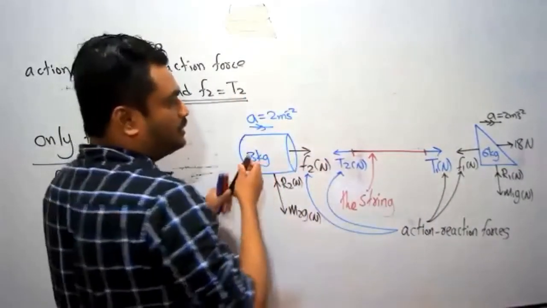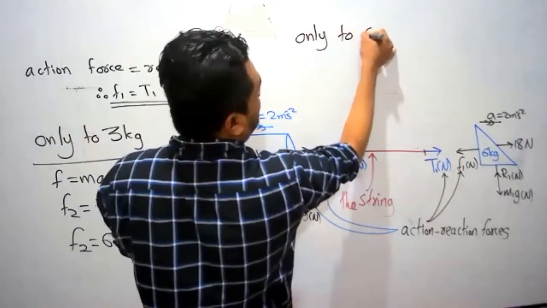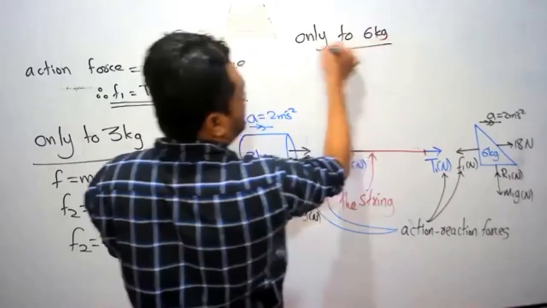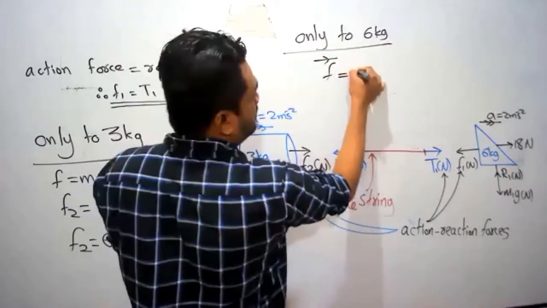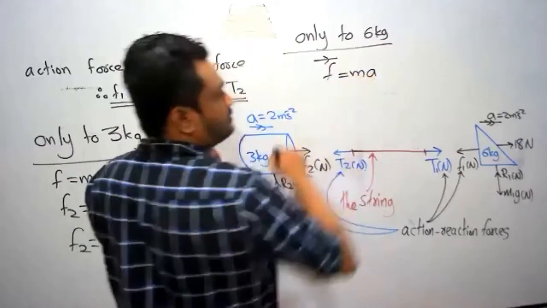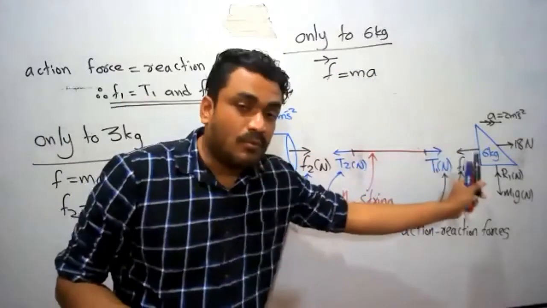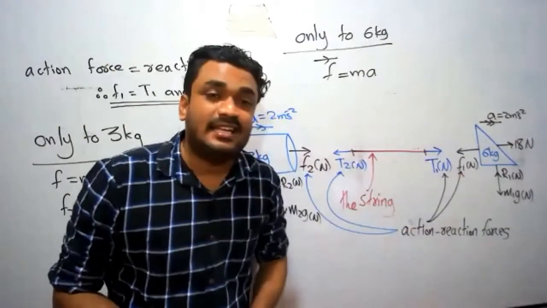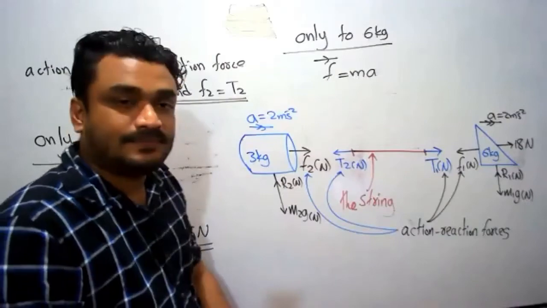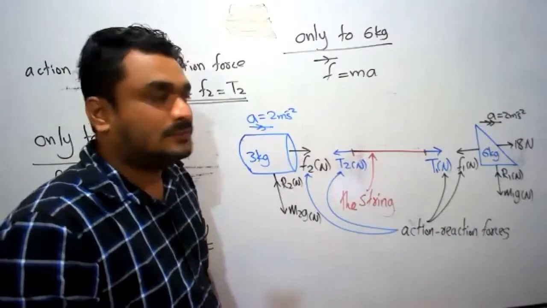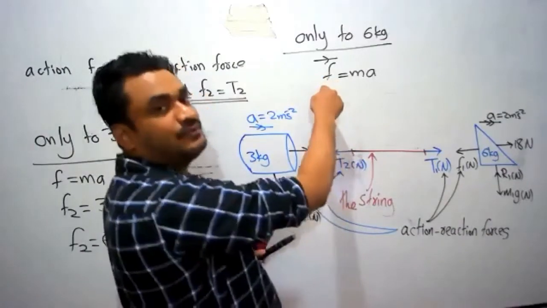Look at the board, I'll apply the F equals ma equation only to the 6 kg object, in this direction. Somebody unmute the mic and tell me the number of forces acting on the 6 kg object along the horizontal direction. Two. Two forces, very good. So F is the resultant force.